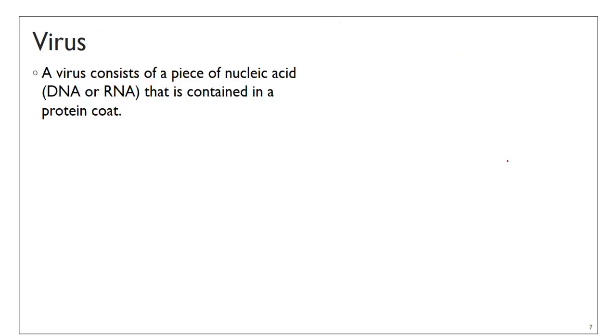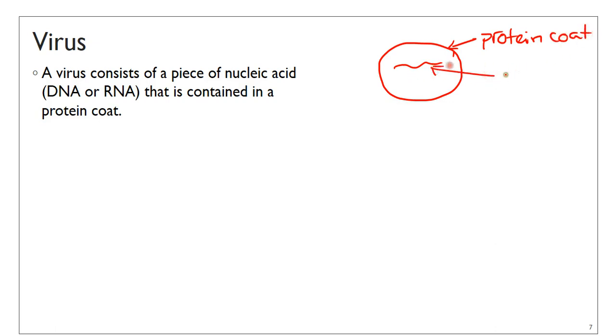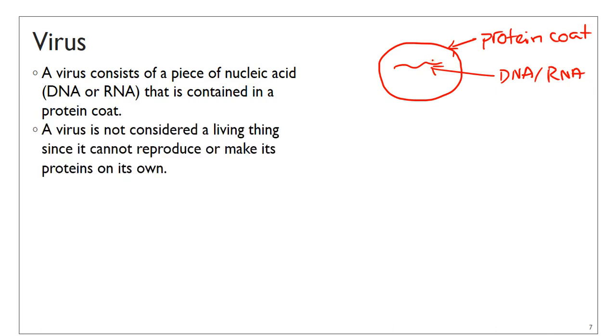So let's just put some notes into that. A virus consists of a piece of nucleic acid, DNA or RNA. Normally when I draw a virus, I just go like this, and it is contained in a protein coat. Your scientific diagram is going to be correct if you label it, otherwise this looks like a face. So you have a protein coat just to protect the DNA or RNA, and then you have the DNA or RNA, and that's it. It doesn't have anything else. So it's not considered a living thing or a living organism because it cannot reproduce, it cannot make its own proteins. It only has the instructions.